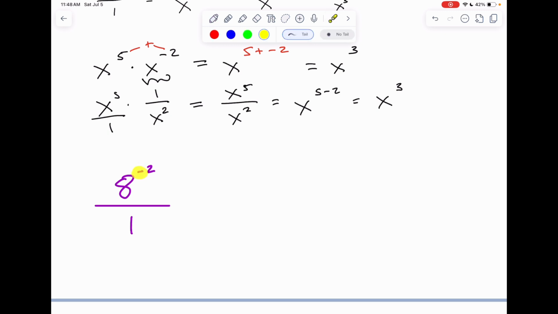So what do I want to do? What would make me happy? Well, if I could go downstairs. So that would be 1 over 8 to the positive 2. Now I'm happy in the denominator. So if you're grumpy in the numerator, what would make you happy? Move you down to the denominator, and then you become positive.